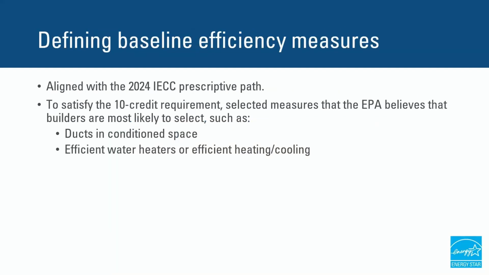And just like with single family, we also then set the baseline efficiency measures that we aligned with the 2024 IECC prescriptive path. And as Dean noted earlier, the prescriptive path requires the selection of additional energy efficiency measures. For our analysis, we started with ducts in conditioned space for all of the units, and then we selected other measures in each climate zone that we believe developers would be likely to select, such as efficient water heaters or efficient HVAC equipment.